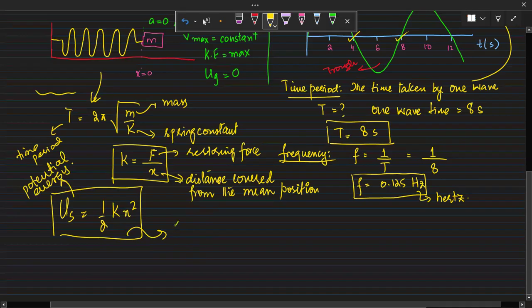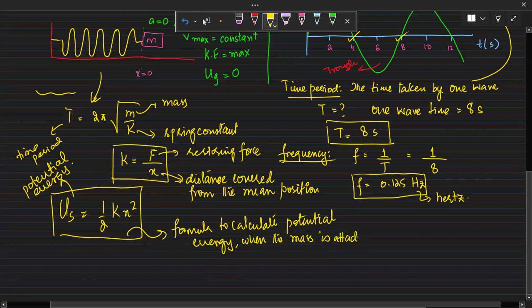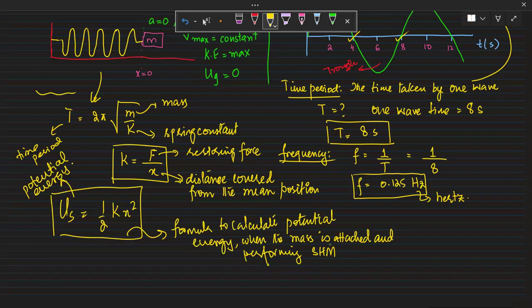Formula to calculate potential energy when the mass is attached and performing simple harmonic motion, SHM, right? Yes, sir. Okay, clear?